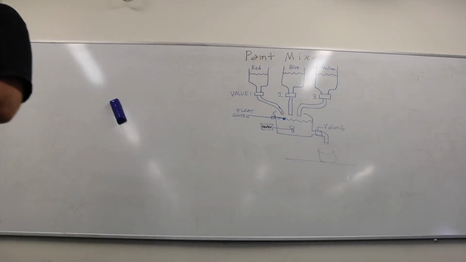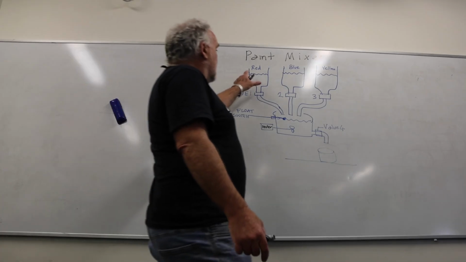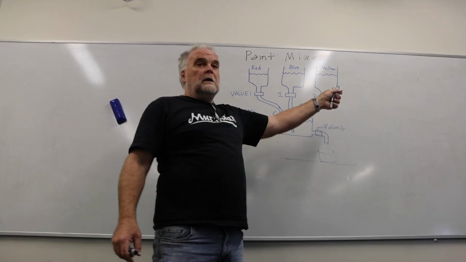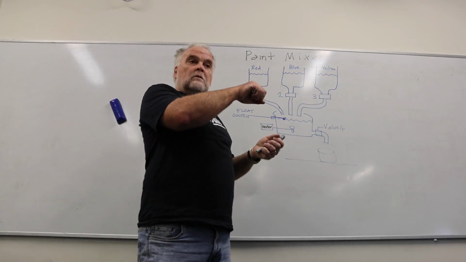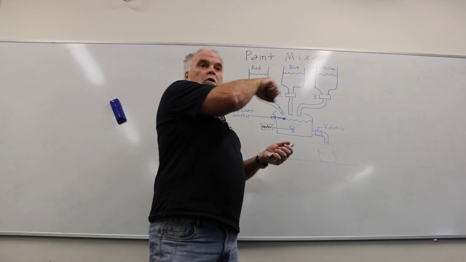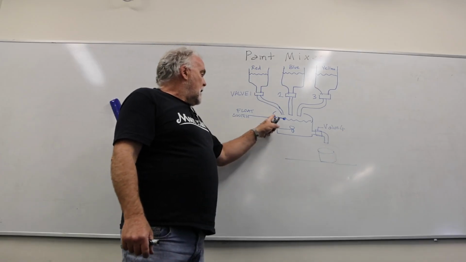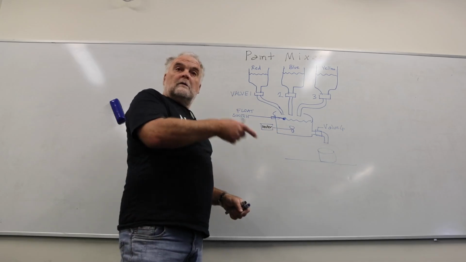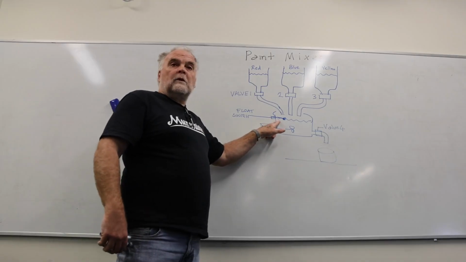Okay, let's look at this paint mixer and we'll talk about building some code for it. I've got three things of paint up high. Red, blue, yellow. Got 3 valves. That makes sense, eh? So we can open it. And then we've got a tank here. It's got a motor with a mixer on it. Mix it up, okay? And it's also got a float switch.